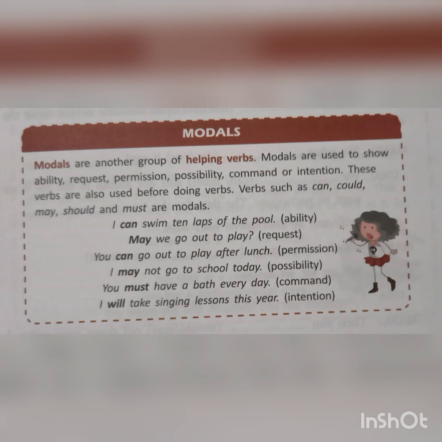Examples: I can swim 10 laps of the pool, that is ability. May we go out to play? This is a request. You can go out to play after lunch, that is permission. I may not go to school today, that is possibility. You must have a bath every day, that is command. I will take singing lessons this year, this is intention. This is how we make modal sentences.